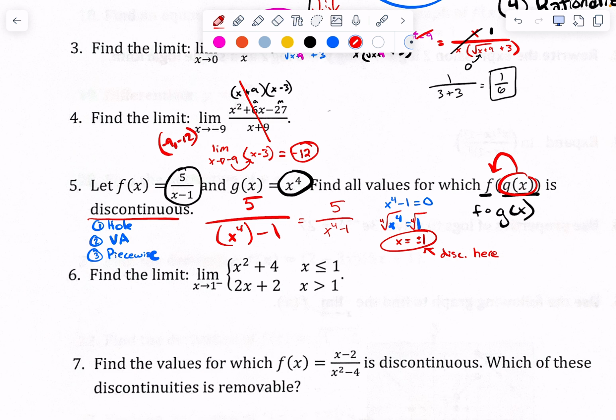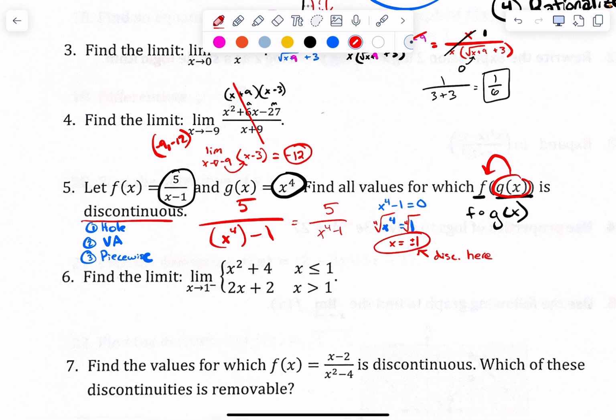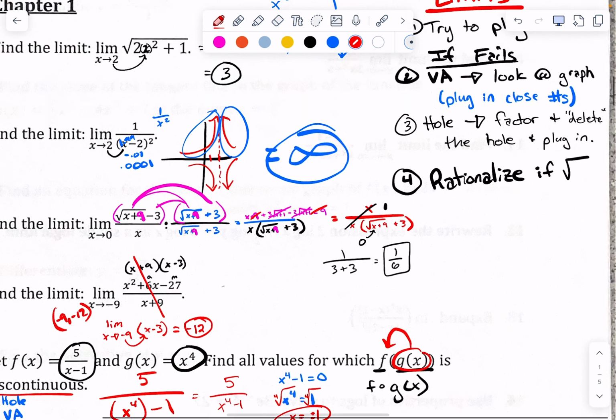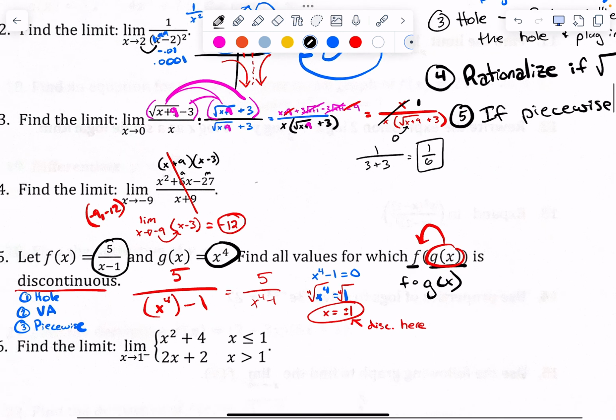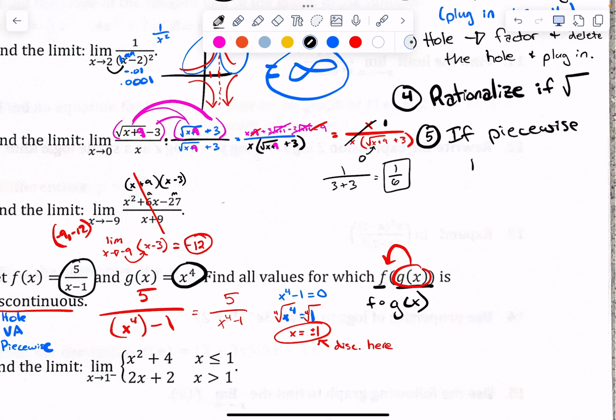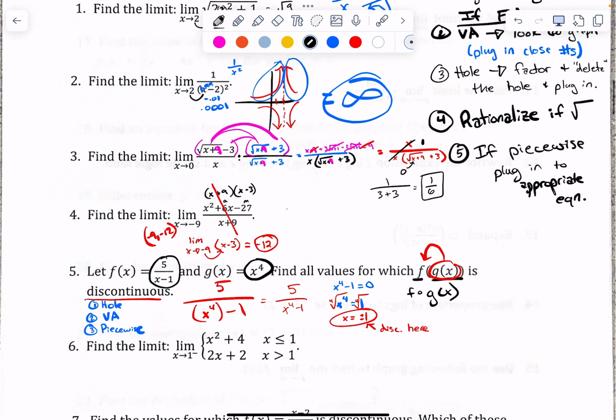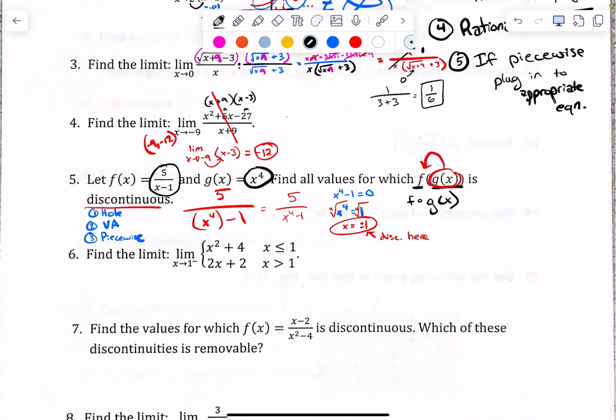Okay, number 6. This is a what kind of function? Okay. If piecewise, we didn't really have a rule because we weren't actually evaluating a limit for number 5. But if it's a piecewise, plug in to appropriate equation. And you're like, what the heck does that even mean? Plug it into the appropriate equation. Okay. I'm going to extend problem 6, and we're going to do a little bit more work than we need to, but I want you to be prepared in case I ask something different on the test.